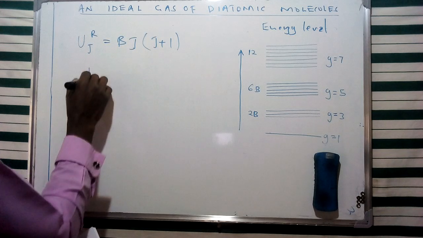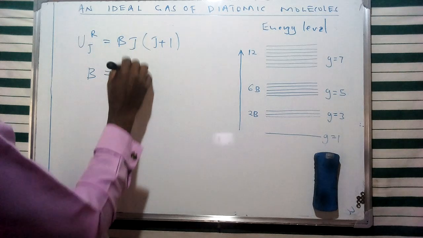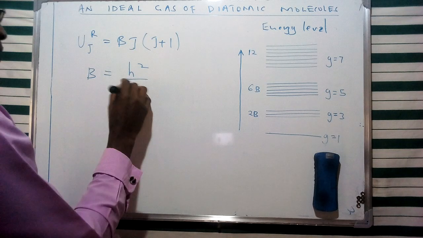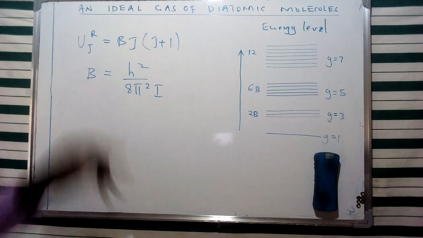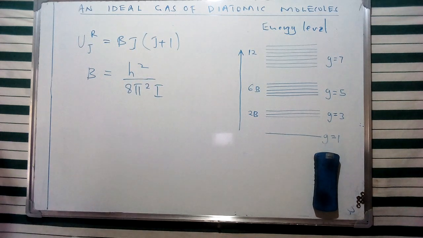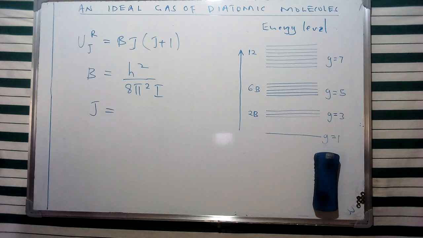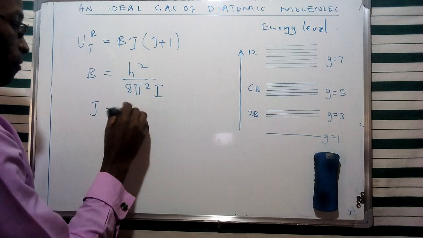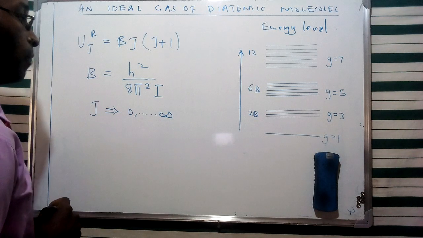And we have said basically that this is going to represent a rotational constant, which is given as the ratio between the square of Planck's constant and eight pi squared times the moment of inertia. And of course, J is going to be the rotational quantum number, which is represented by values starting from 0 to positive infinity.